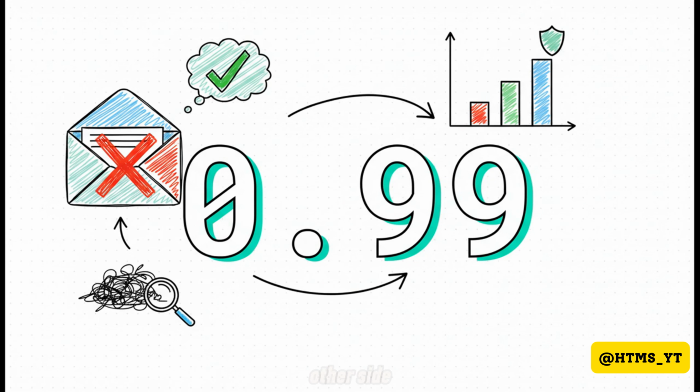And boom, out the other side comes a number like 0.99. Now that is something we can work with. The model is basically screaming at us, "Hey, I am 99% sure this thing is spam." And just like that, we went from a weird, abstract score to a confident, useful prediction.